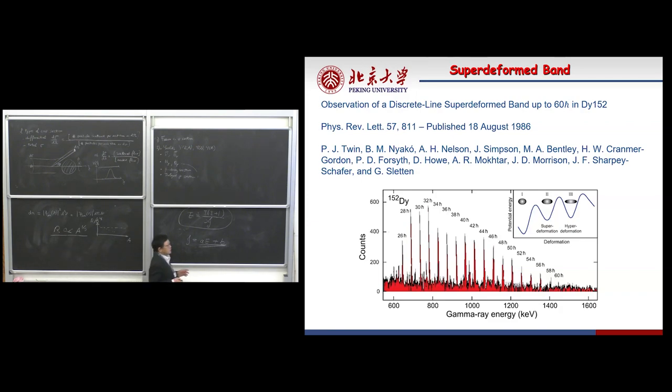And then if the nucleus is much more elongated, then you will find the moment of inertia is much bigger, almost like a rigid body. And then they will have a very beautiful spectrum. And this is exactly what was observed experimentally in the 80s. So this is the so-called superdeformed band observed in the 80s.